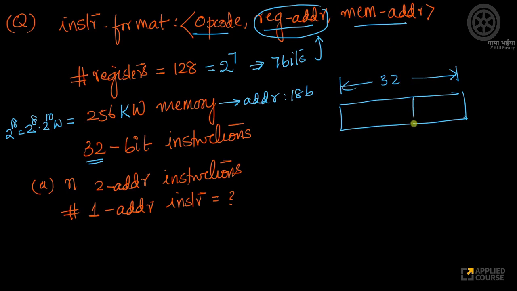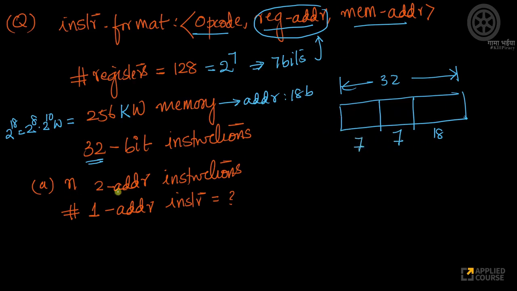I need 18 bits for memory, right? I need 7 for my register. How many are left now? 25 are occupied here. So I'm left with 7 more bits here for the opcodes.